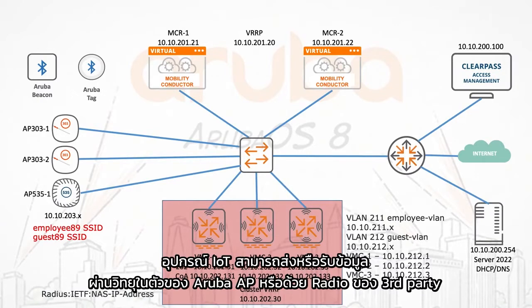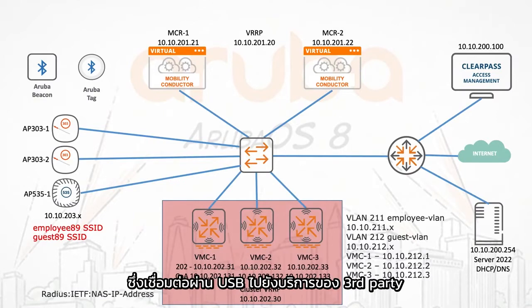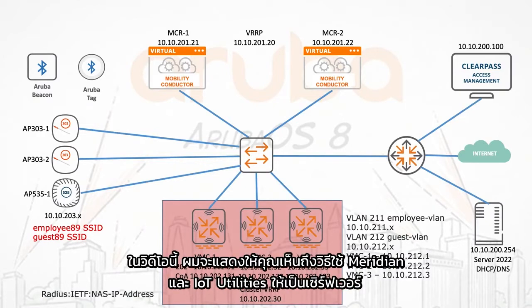IoT devices can send or receive data over the built-in radios of Aruba access points or supported third-party radios connected over USB to the third-party servers. The network that is used in this video is the same as for other videos, except we now use the built-in BLE ZigBee radio to capture and send this data to an IoT server. In the video I show you how to use Meridian and IoT-Utilities as a server.